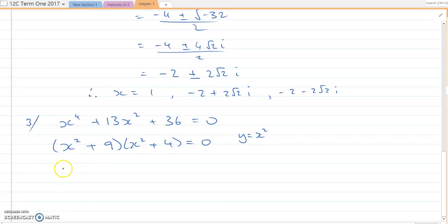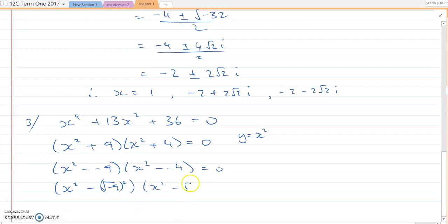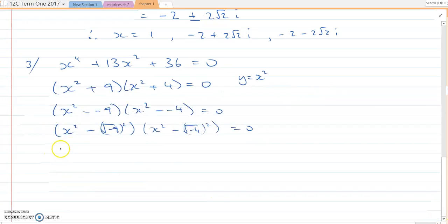Okay, so this one, now I've got x squared. We can write these as a difference of two squares: x squared minus the square root of negative 9 squared, and x squared minus the square root of negative 4 squared, equals 0. Which is, this is 3i and this is 2i.